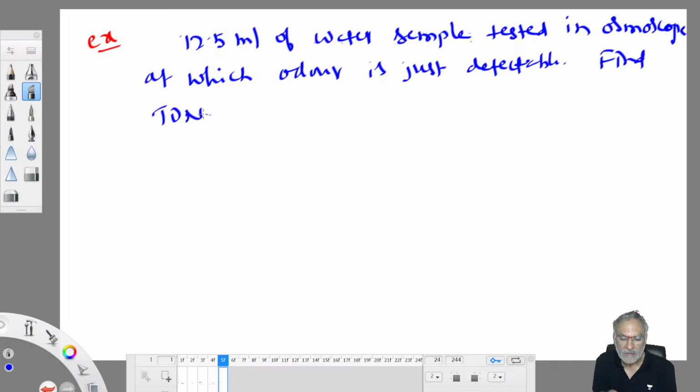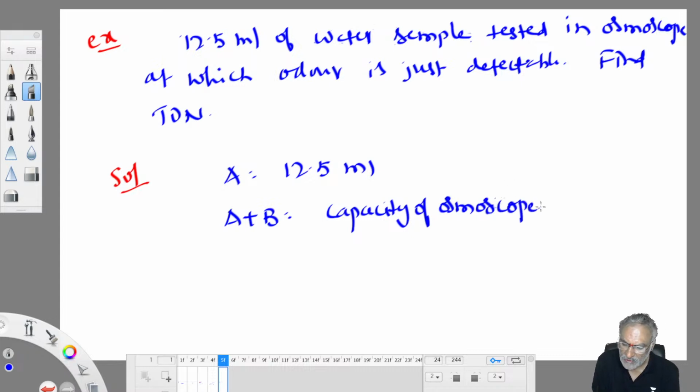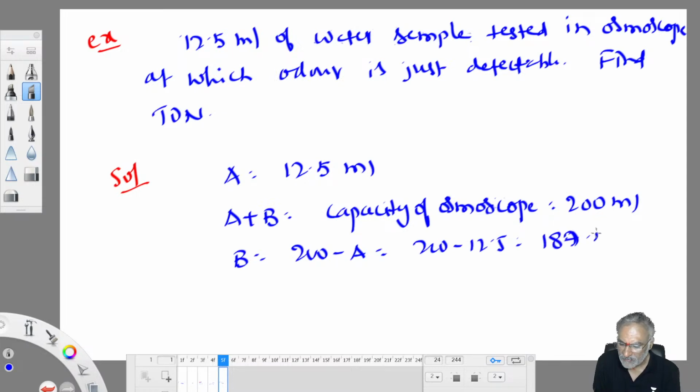Then in this case what happens? Only A is given, B is not given. Then how to work out? So A is equal to 12.5 ml. This A plus B is nothing but the capacity of the osmoscope. Osmoscope can accommodate only this much amount of sample, which is equal to 200 ml. That's always true. Therefore, B is equal to 200 minus A. So 200 minus 12.5, so 187.5 ml.